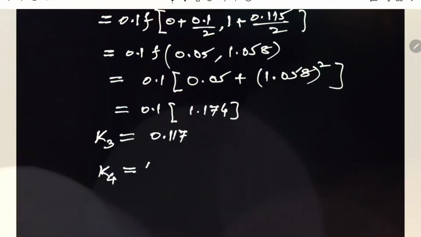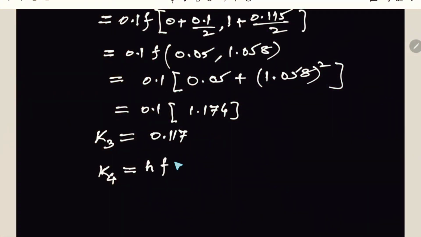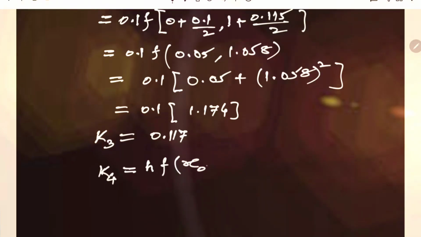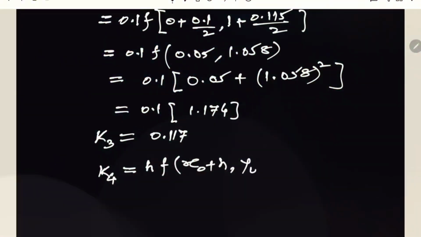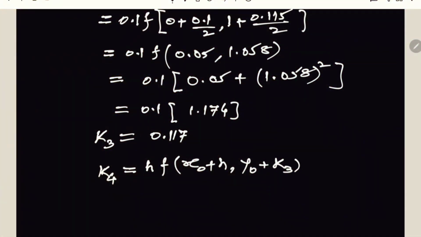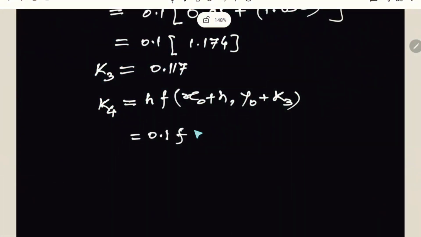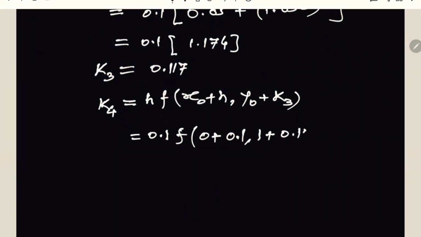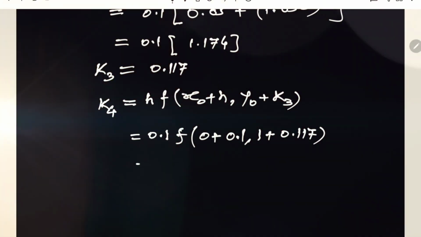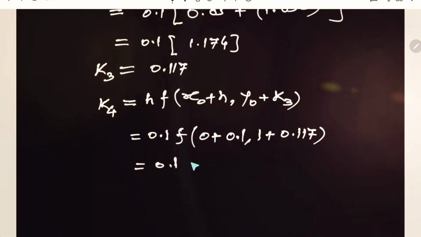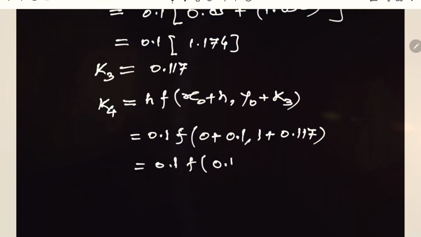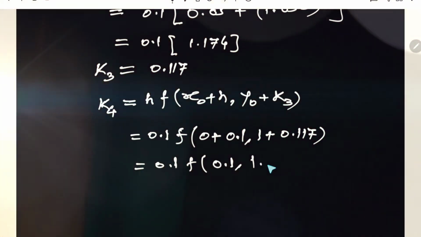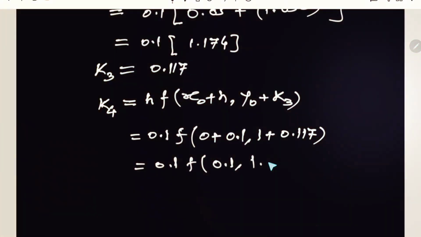Then lastly, k4 as h into f of x0 plus h and y0 plus k3. Again substituting the values, h as 0.1, x0 is 0, h is 0.1, y0 is 1, k3 is 0.117. It is nothing but 0.1 into function of 0.1 and second term is 1.117.